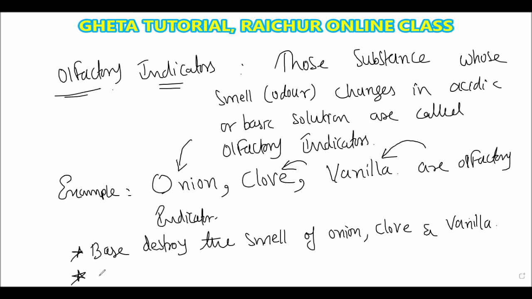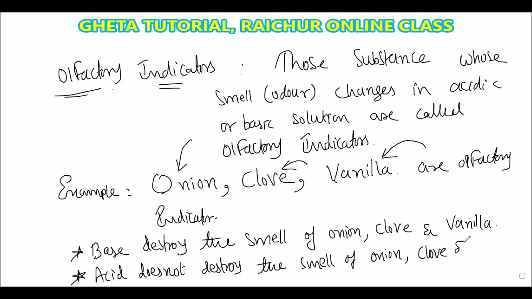So what I can write here? Acid does not destroy the smell of onion, clove and vanilla. So these are examples of olfactory indicators which lose the smell. When will onion, clove and vanilla lose the smell? When a base is added to them. Okay. But when will they not destroy the smell?